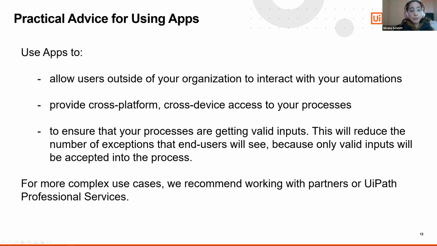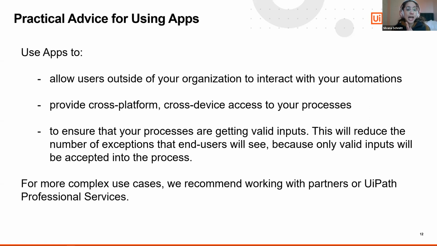So apps really enables you to allow users outside of your organization to interact with automation. So you all use the Poll app. Anybody who you want to interact with your automations can, as we saw earlier, interact with them. You can use it to provide cross-platform, cross-device access to your processes. So same with the Poll app, you could access it from your phone, or you could access it from your computer, wherever.